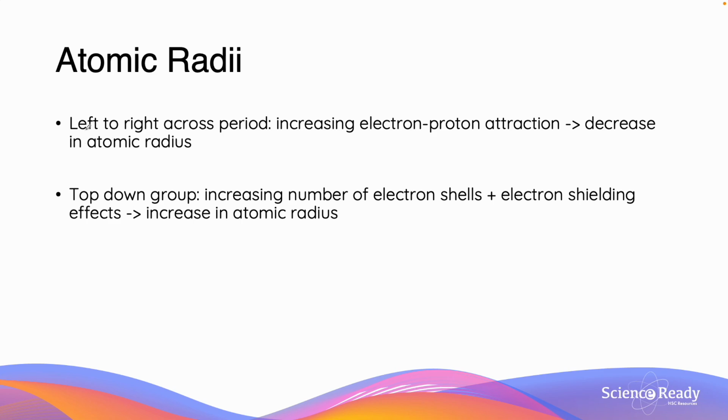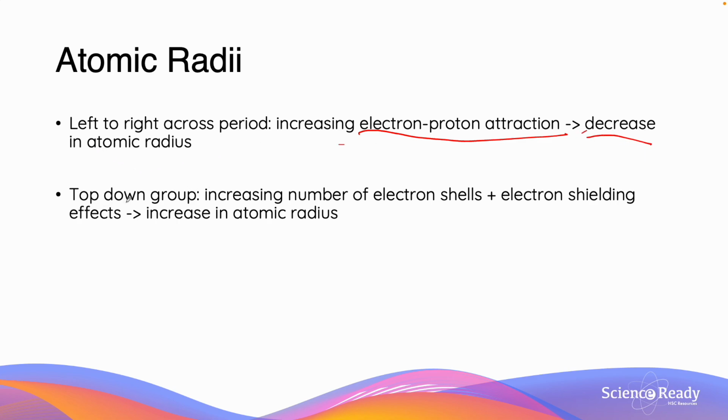Atomic radii refer to the radius or the size of an atom. So as we move from the left to right across the period, we're going to be increasing the number of protons and electrons which exist in the atom. This means that there is going to be a greater electron to proton attraction occurring between the outer electrons and the nucleus. Now, if the outer electrons are moving towards the nucleus where the protons are, then we are going to compact the size of the atom and the atomic radius is going to decrease.